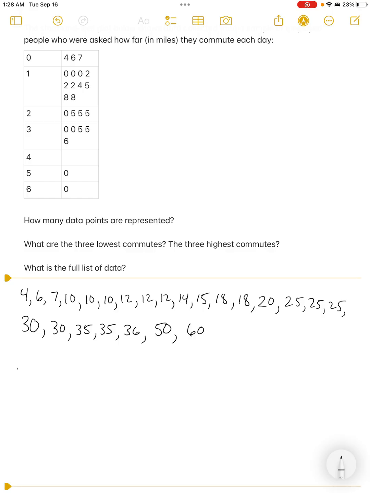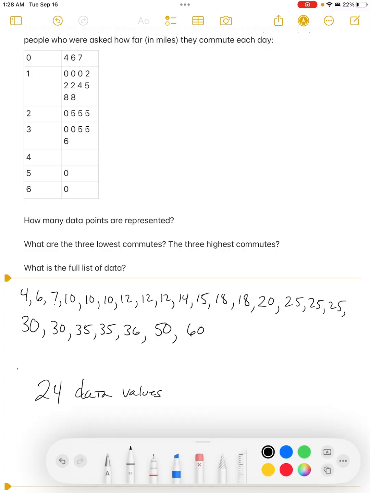So here is the full list of data. How many data points are there? I don't know, we've got to count them. 1, 2, 3, 4, 5, 6, 7, 8, 9, 10, 11, 12, 13, 14, 15, 16, 17, 18, 19, 20, 21, 22, 23, 24. So there are 24 data values. That answers the first question. This list above is the last question.